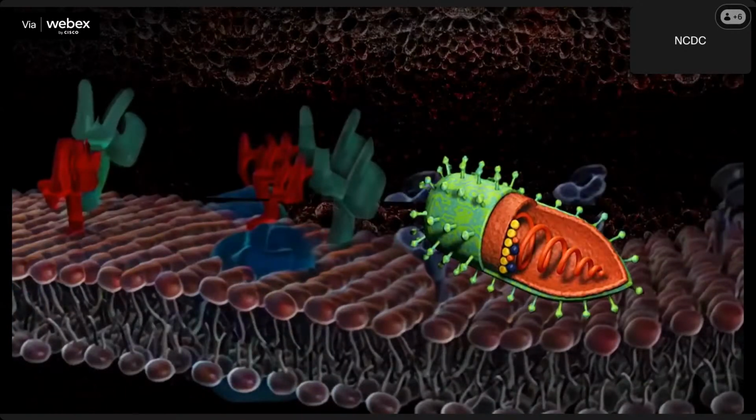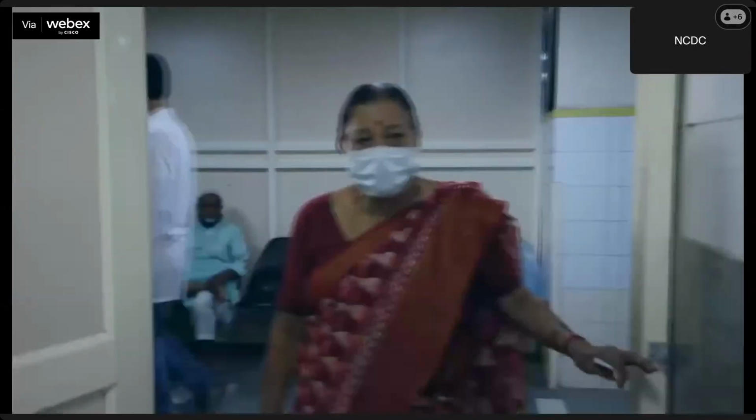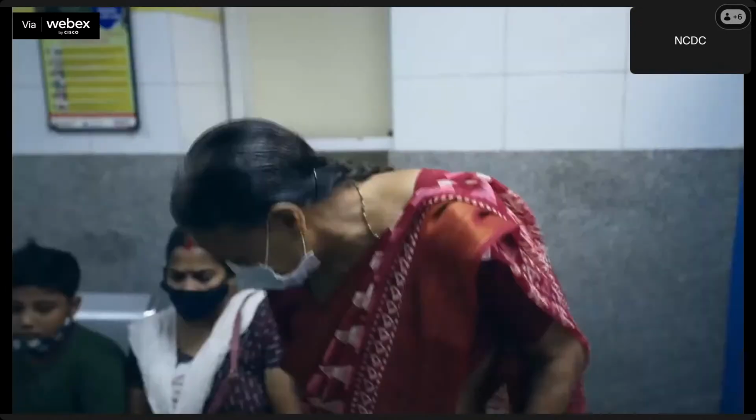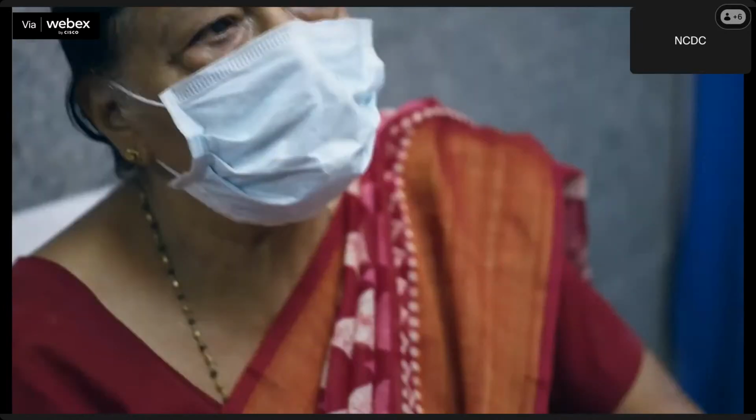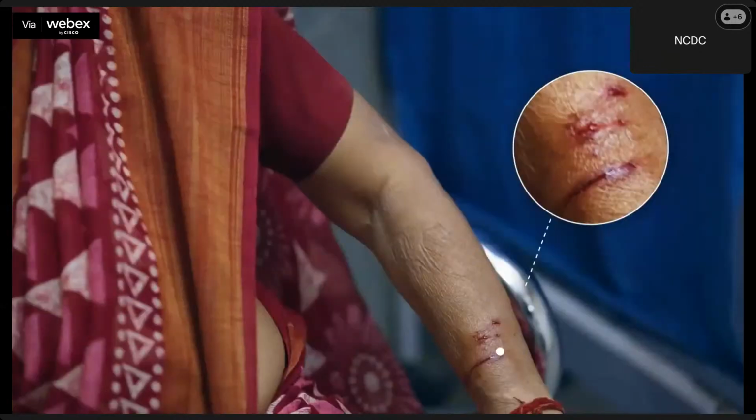Let us look at a case study. Geeta is 60 years old and is bitten by a dog on her left arm. She claims she was attacked by a neighbor's dog while walking home.